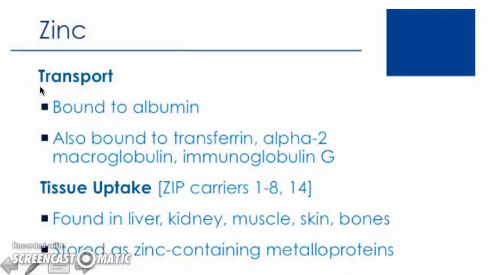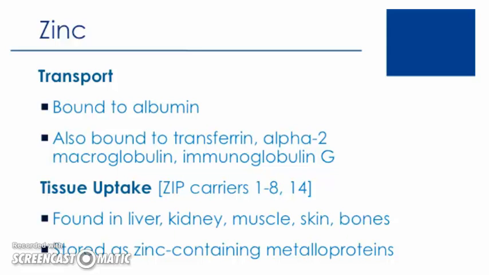We'll now review the transport of zinc through circulation. So we see that it may be transported in the bloodstream bound to albumin. Also, we could see it may be bound to transferrin, alpha-2 macroglobulin, or immunoglobulin G. So these are going to be some primary proteins that it may be bound to in circulation. So it will be a number of potential proteins that it may be bound to as it travels through the blood.